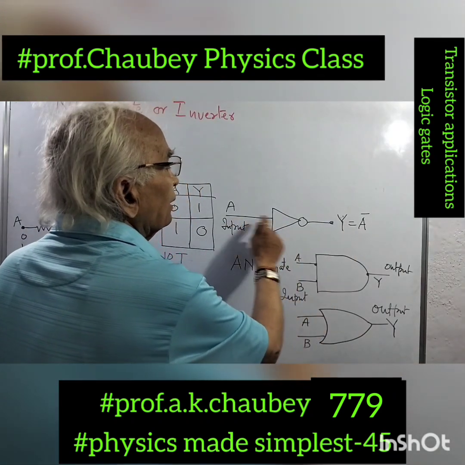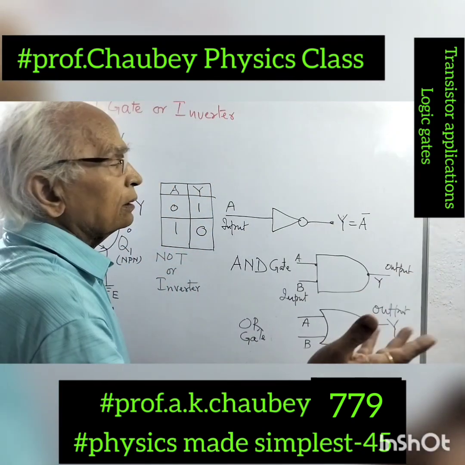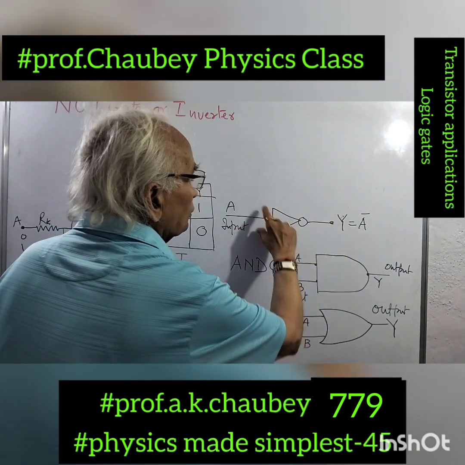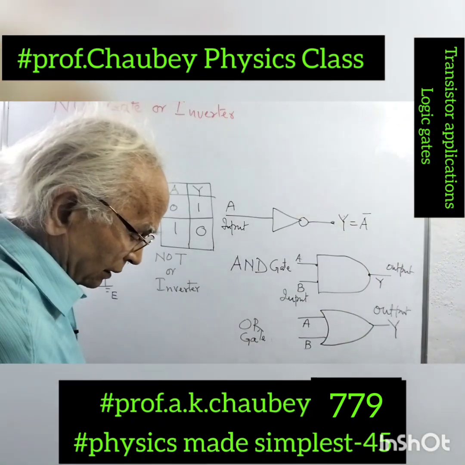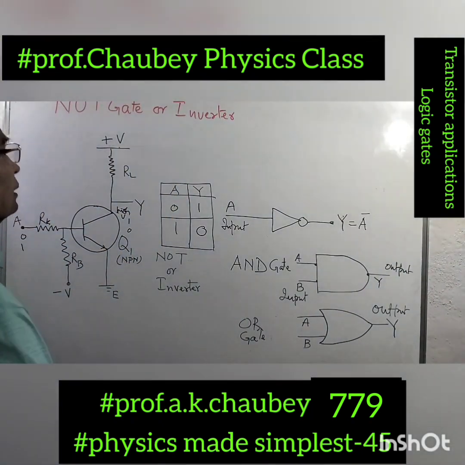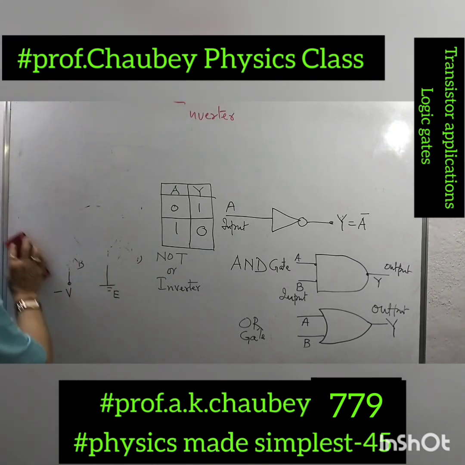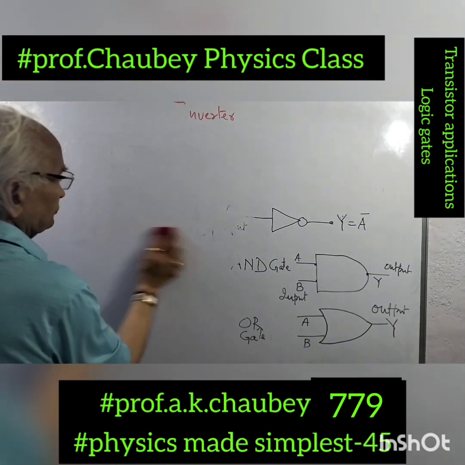A is here, and Y is A inverse, meaning the inverse of A. If A is 1, this is 0. If A is 0, this is 1. So this is the representation of the NOT gate, that is the negative gate. Okay? So this is about the NOT gate and the representation of the AND gate and the OR gate, etc.